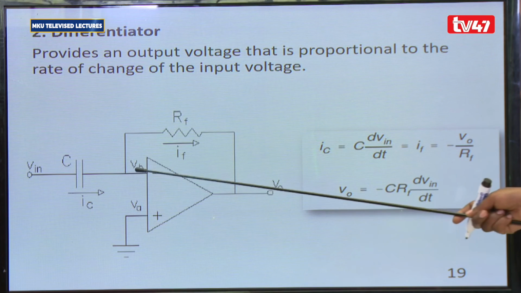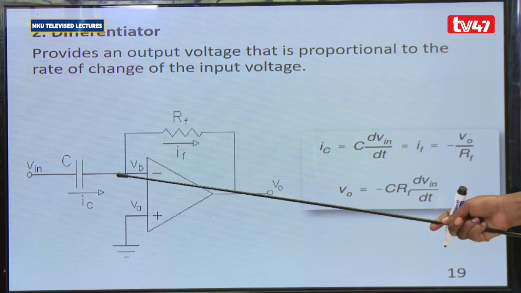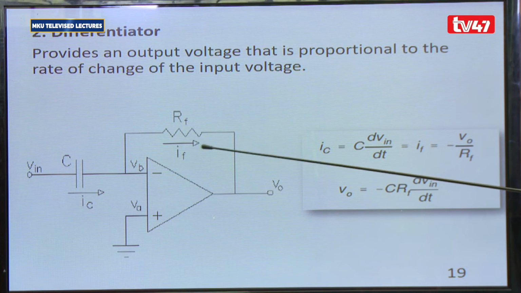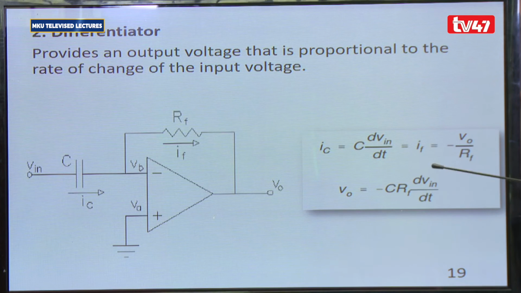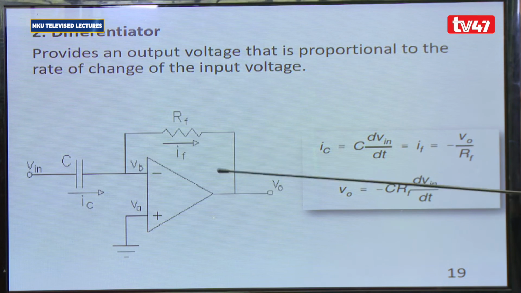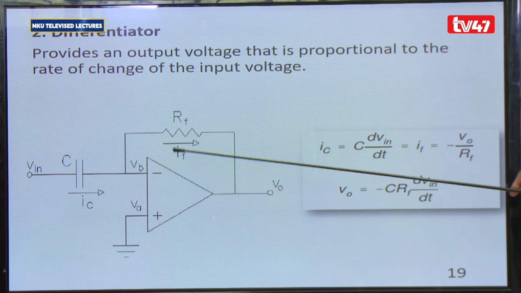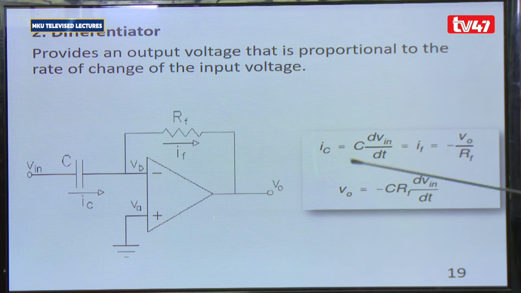And because this point here is our summing point, that current will be equal to IF, of which our IF is equal to negative V naught over RF. Negative because the IF is in the opposite direction, as a result of the voltage that has been inverted. So when we rearrange this, you will get your V naught as equal to negative CR dVin over dt. So from this expression, we can comfortably say that the differentiator provides an output which is proportional to the rate of change of the input.